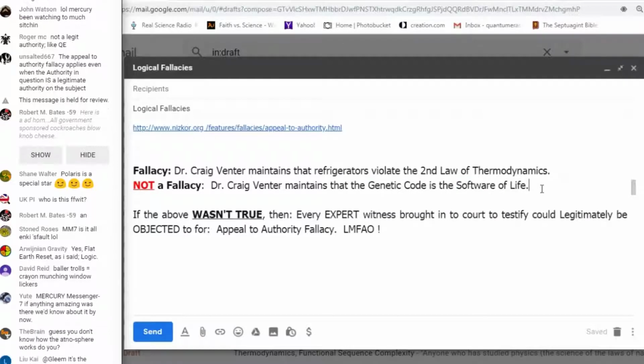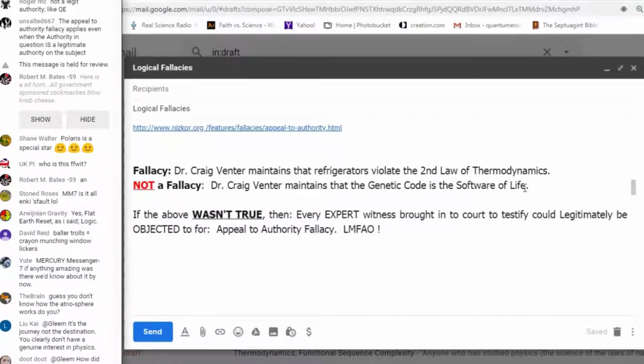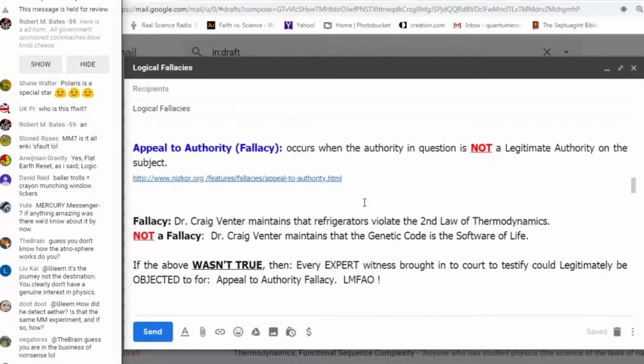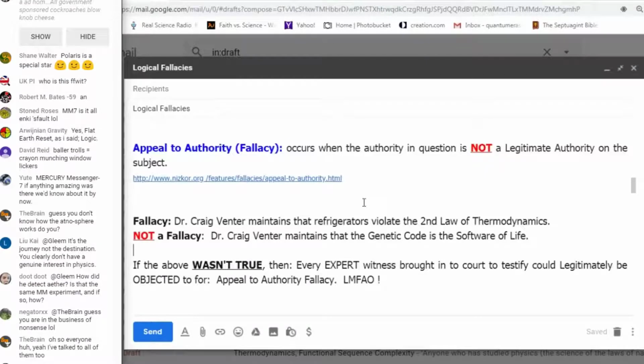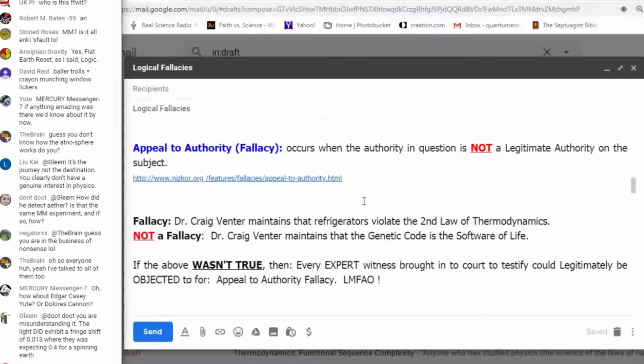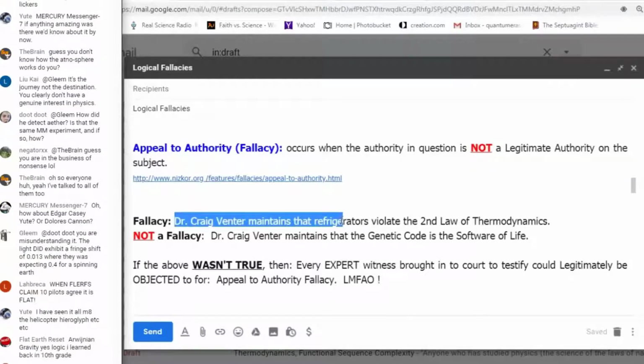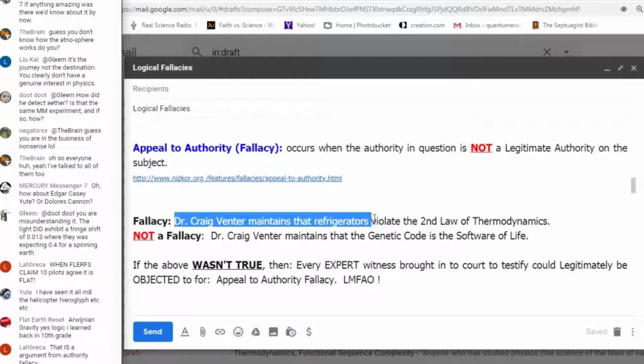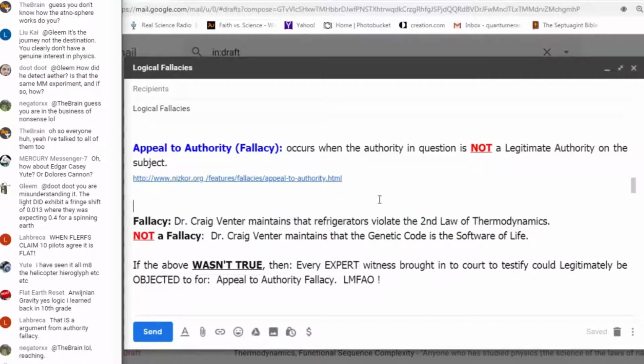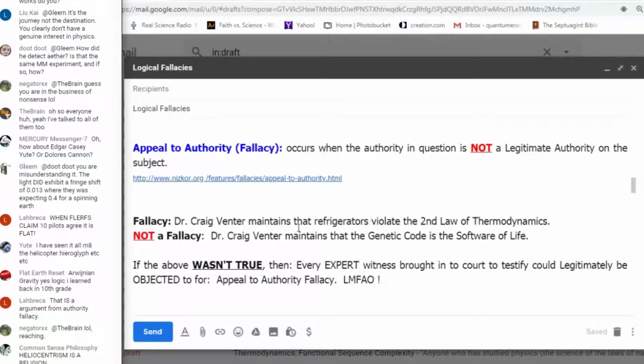Now, let me just say this. If he makes these claims, there has to be some type of support for this claim, even though he's a geneticist. You're following what I'm saying? Yeah, we'll work under the assumption that it's not just throwing that sentence out. It's supported by a lifetime of work. That's the point. Let's just assume that for now so we can get through this. But the fallacy is, well, Dr. Craig Venter is probably not a refrigerator expert. He may know a little bit about the second law of thermodynamics, but this sets it apart. This is a fallacy because he is not a legitimate authority on refrigerators.